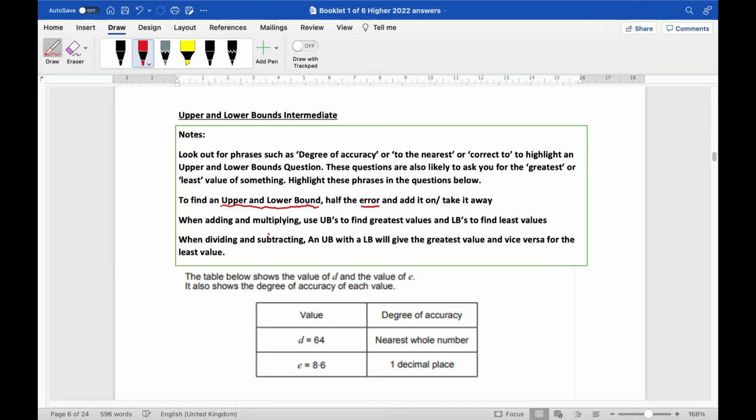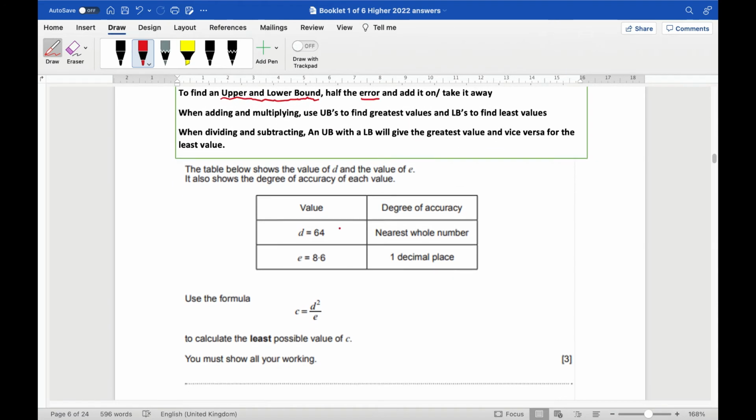And then if we have to do a calculation, adding and multiplying, upper bounds give you bigger answers, greatest values, and lower bounds give you lower answers. If we're dividing and subtracting, we're going to need one of each, and that's a little bit more tricky. Now, this is to the nearest whole number, the degree of accuracy. So half of a whole number is 0.5. So I'd be writing down here, my upper bound for the first value is 64 and add on the 0.5. And my lower bound is 63.5.